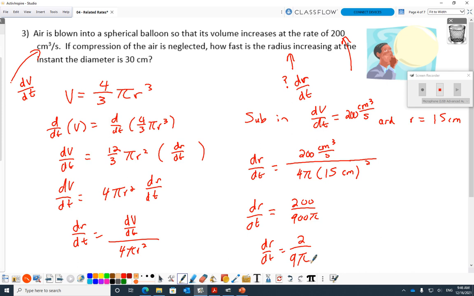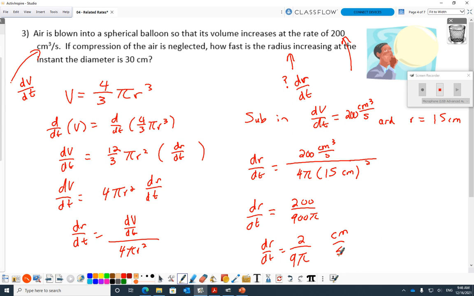Let's talk about the units for a second, because for just a moment it seems like it's not right. Centimeters cubed per second divided by centimeters squared would be centimeters per second. See, the units really help here to check, am I doing the right thing? Because it was dr dt. How much is the radius increasing with time?